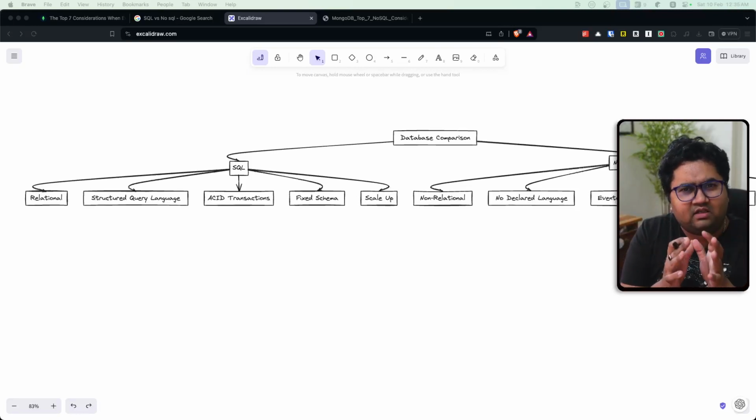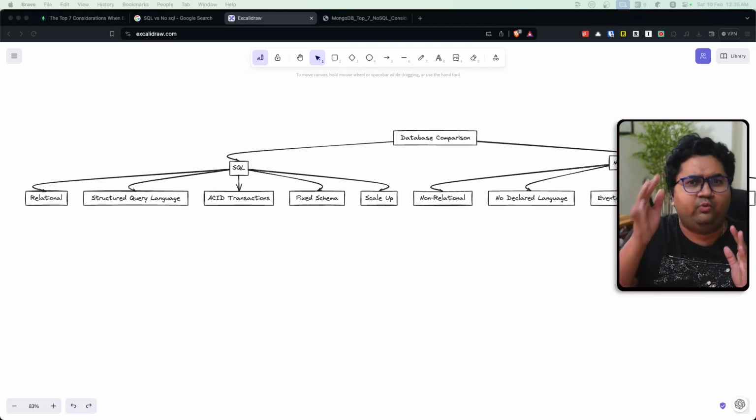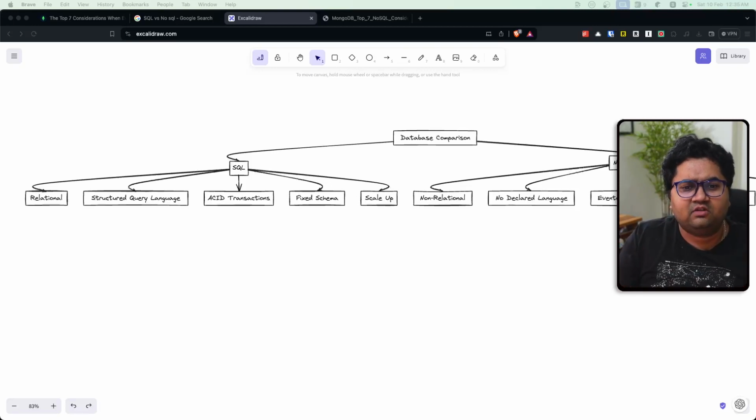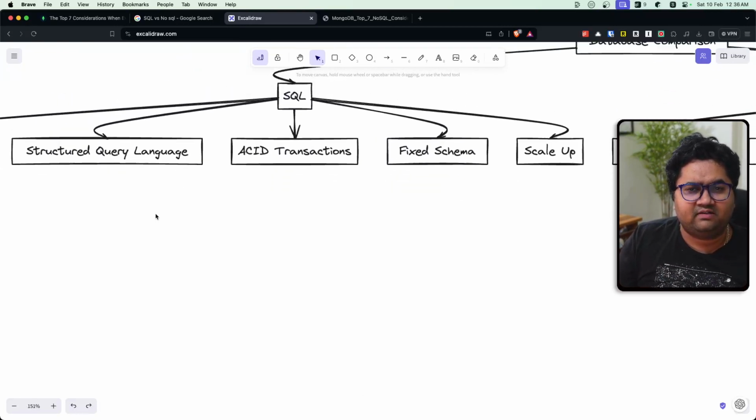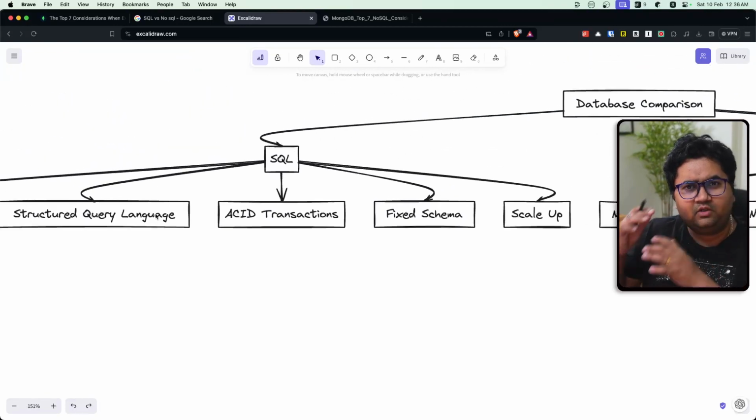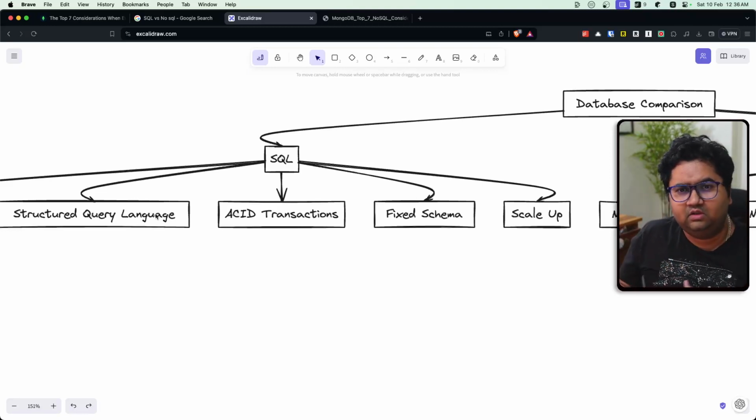SQL databases are traditional relational databases. These are in the form of rows and columns. We access the data using a structured query language. They are ACID compliant, which really translates to having a good degree of guarantee about data and transaction control. The full form of ACID is atomicity, consistency, isolation, and durability.